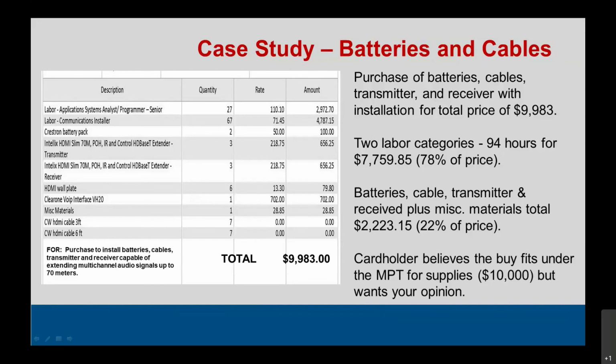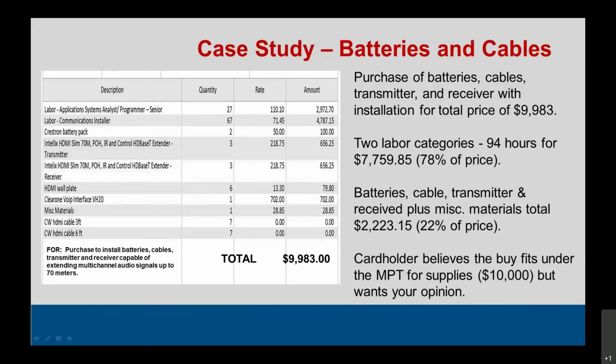In this case, the work can be separated clearly between services and supplies, and it's not so merged or fragmented that a distinction can't be made. So could the services be considered incidental to the supply purchase? While the amount of the services alone, that $7,700 and some dollars, doesn't dictate the purchase. In this case, the labor is separately priced, and it's the type generally offered to the public.